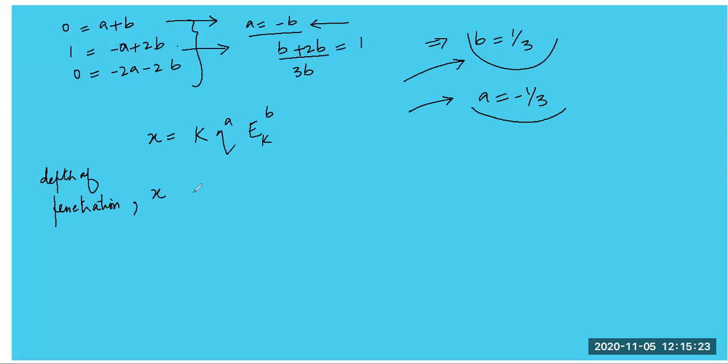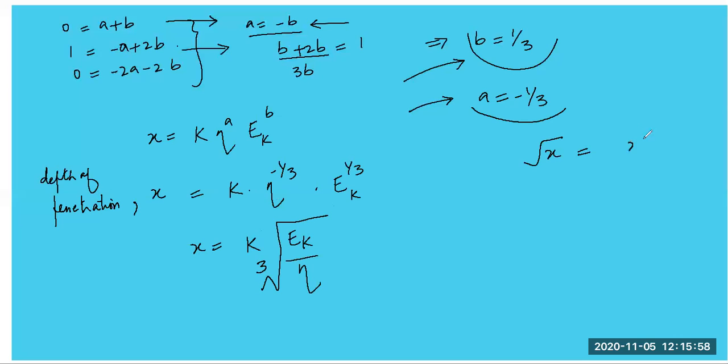x is equal to, come on. So it will be eta to the power, what is the value for A? Come on, students. What is the minus value? 1 upon 3. So it will be minus 1 by 3, into what is kinetic energy? Power 1 by 3. So I will say x is equal to, I don't know what the constant is, E_k divided by eta, cube root. 1 by 3 means cube root. You know that when I write square root, it is x raised to power 1 by 2.